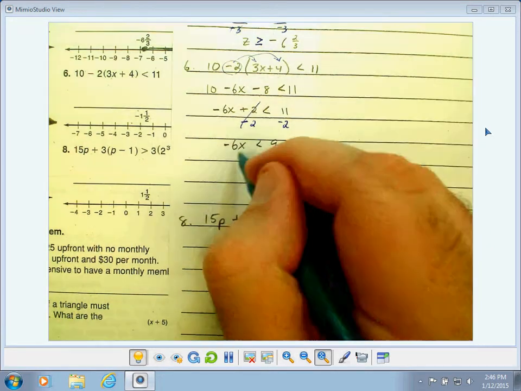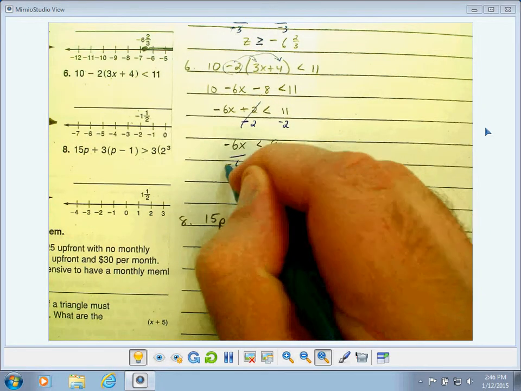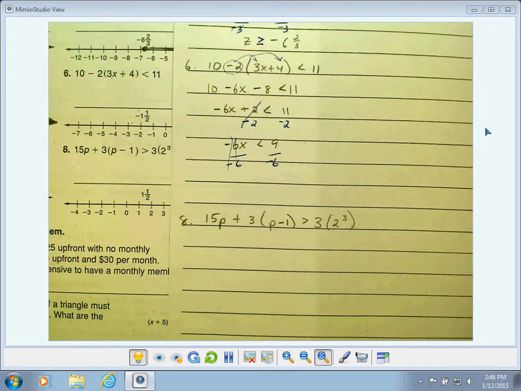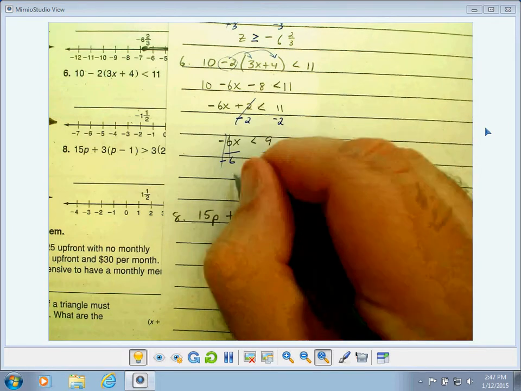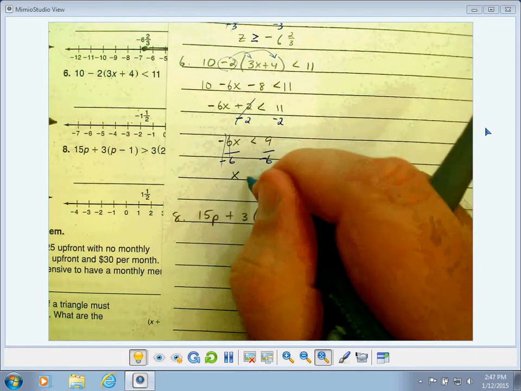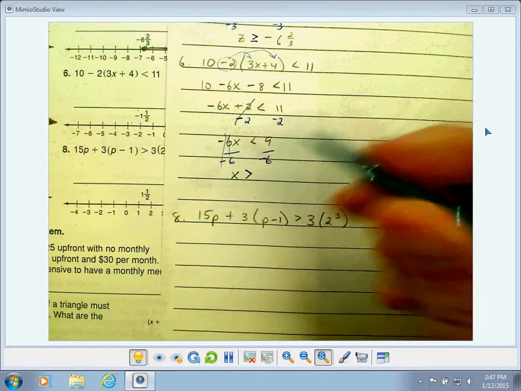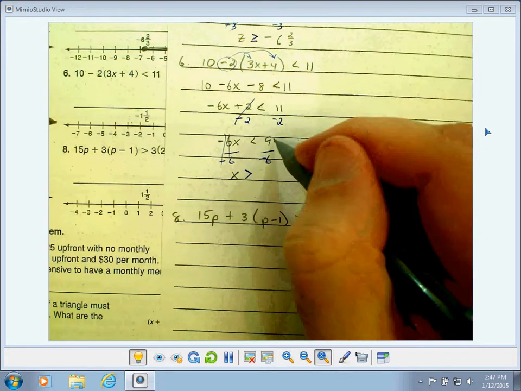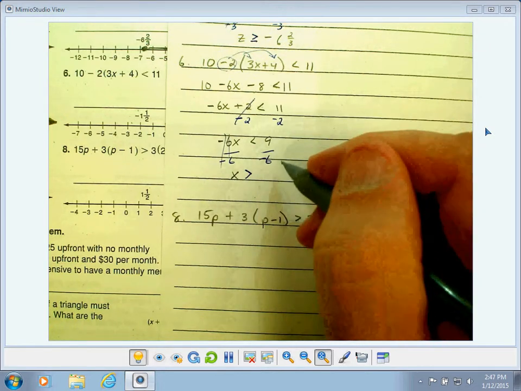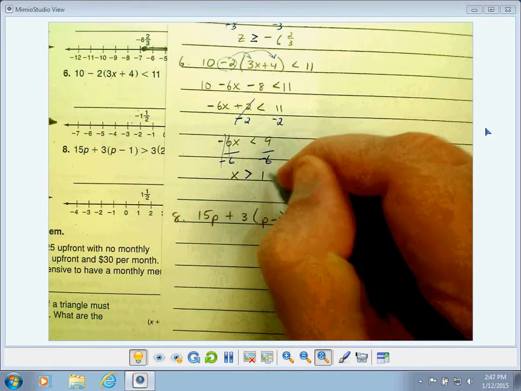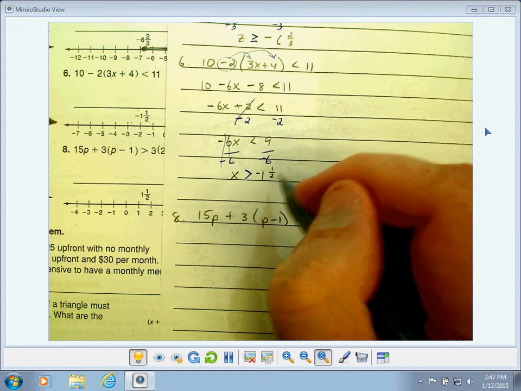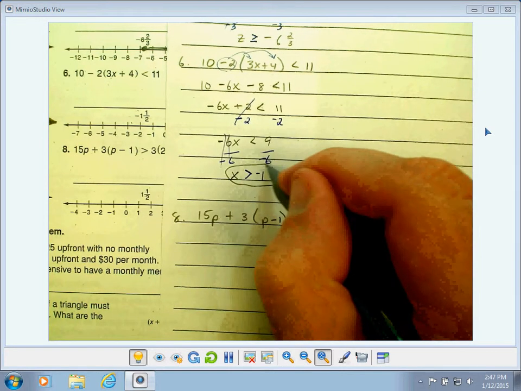To get the x by itself now, I would divide by negative 6 to cancel the negatives and the 6. So I'm going to get an x by itself. I divided by a negative, so I have to reverse the symbol. Now it's greater than instead of less than. 9 divided by 6. 6 goes into 9 one time with 3 over 6, or 1/2, left over. And there's one negative sign, so it's a negative. So our final answer is x is greater than negative 1/2.